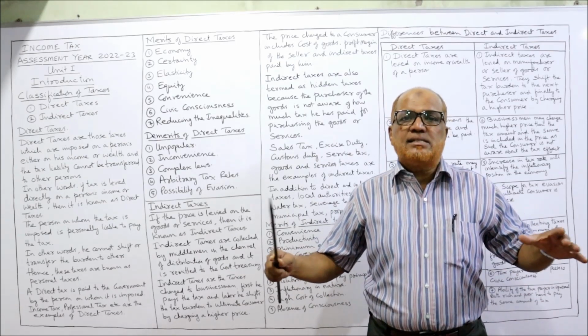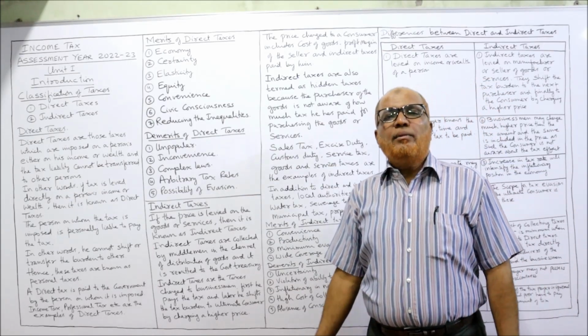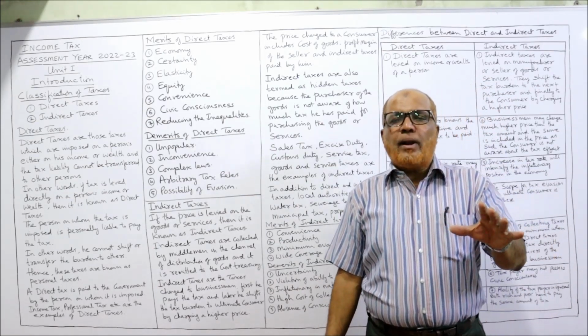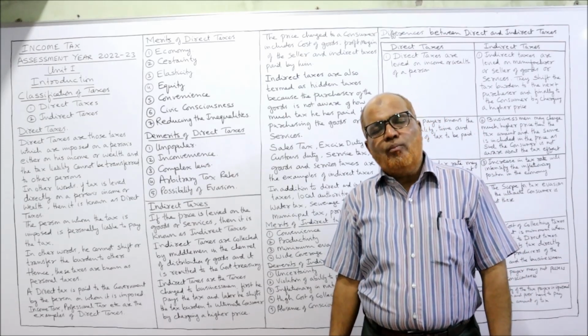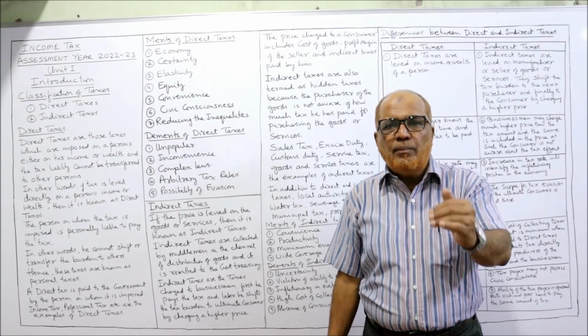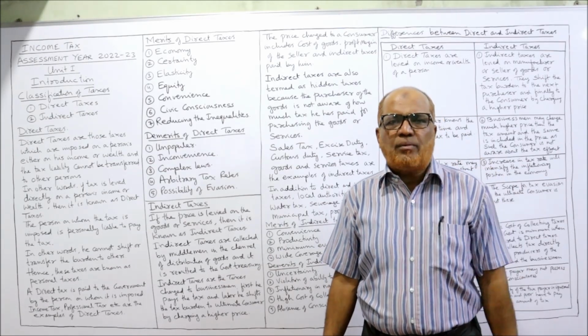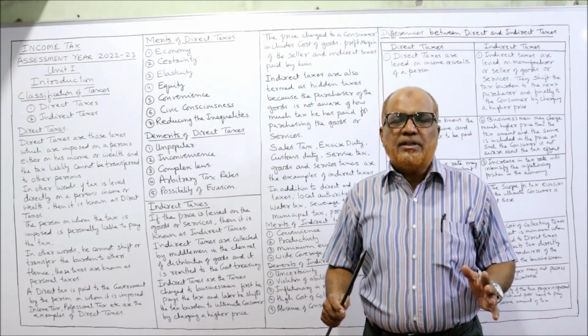That's why it is elastic. Next, equity. Equity means tax is not applied on every person. The rich people will be taxed more. The poor people whose income is below the basic exemption limit will be exempted from tax. Not necessary. So don't think that every person has to pay the tax.